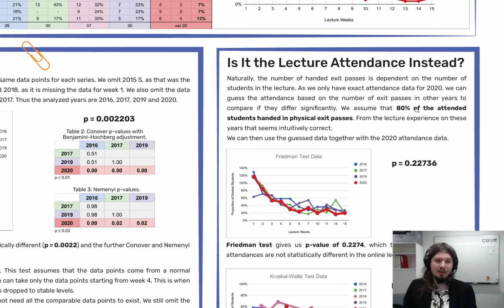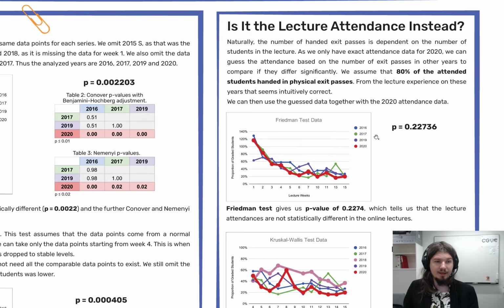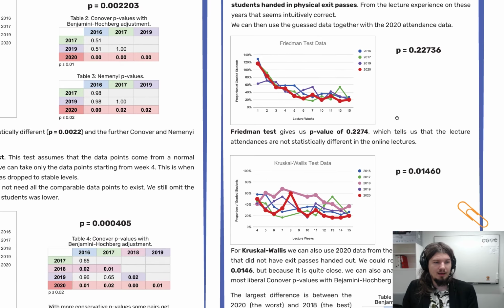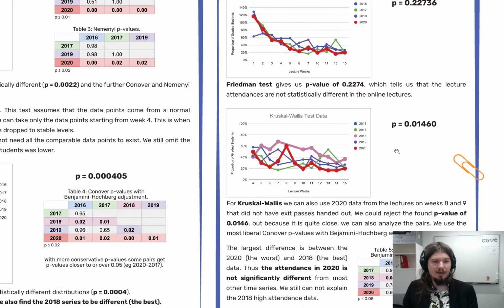But we can make a guess that, let's say 80% of the attended students handed in physical exit passes in previous years. And if we make that guess and do the Friedman test on now the exact data from 2020 and the guess data from 16, 17, and 19, then we see that there is no statistical difference in the data. When we do the Kruskal-Wallis test, we might have something going on here because the p-value is quite low. It's on this border where we could ignore it or not.